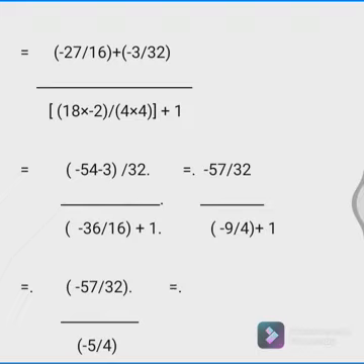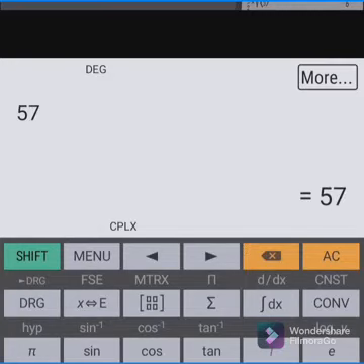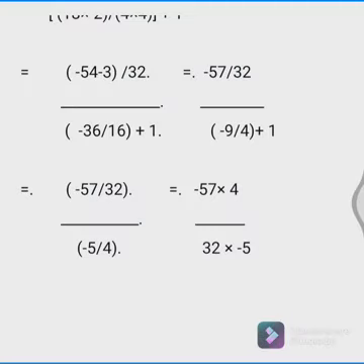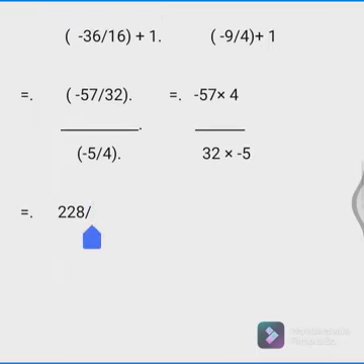So this is a division. So in this division, we're going to flip over the denominator. So it will be minus 57 times 4 all over 32 times minus 5. Remember, the negative signs will cancel themselves out. Then 57 times 4 will give us 228, while 32 times 5 will give us 160.